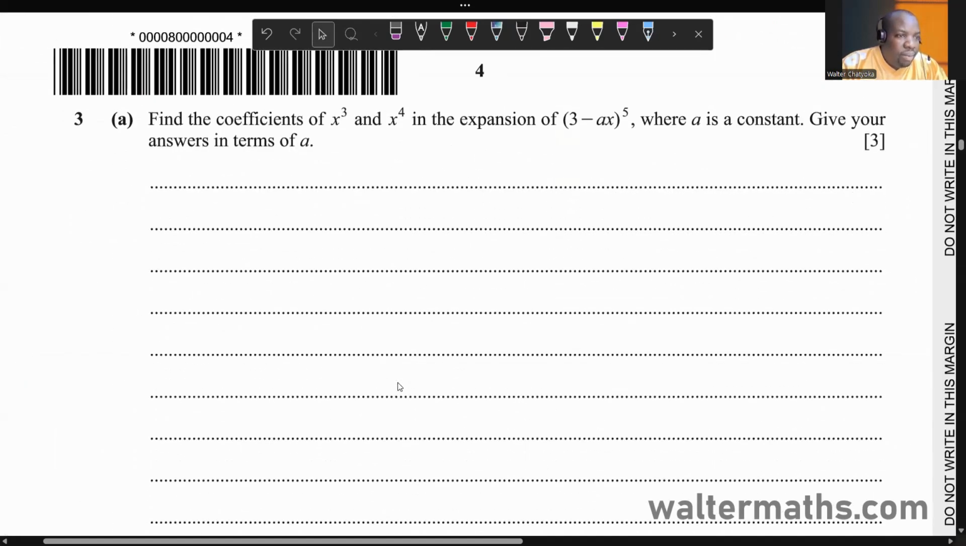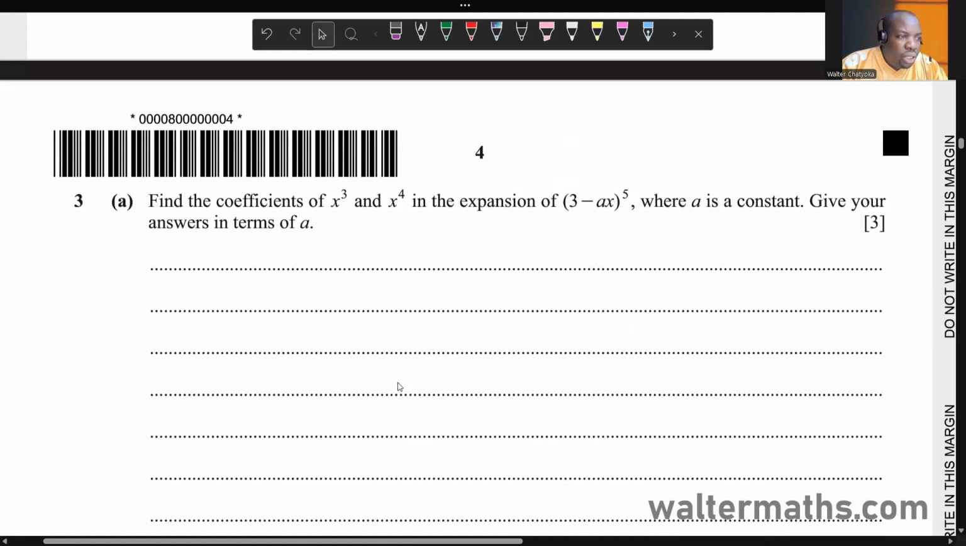It says, find the coefficients of x to the 3 and x to the 4 in the expansion of (3 minus ax) to the power 5, where a is a constant, and give your answer in terms of a. All right. So in this particular case, we are looking at the coefficients of x to the power 3 and x to the power 4. So let's start with the term in x to the power 3.